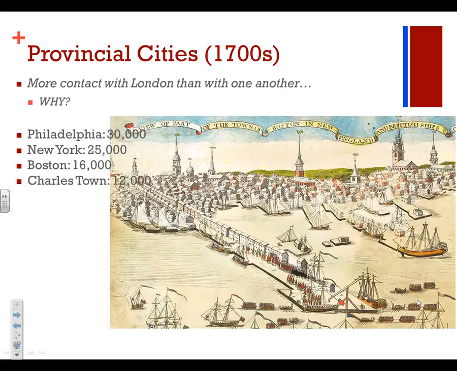The colonial cities, because of their really strong connections back to England, are going to have the same kinds of literature being passed around, the same kinds of fashion, the same plays, the same accents, the same pretty much everything there would be. Buildings are built in the same style, all of those things.